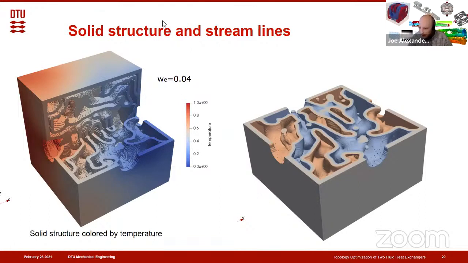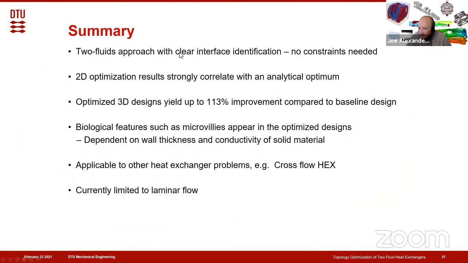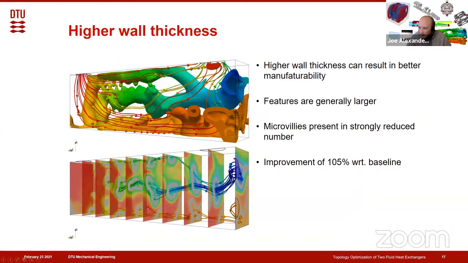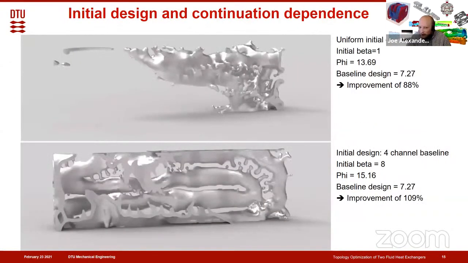Oh, something happened. Yeah, we have a question. So I'll just read it out here. The initial value of the design variable is 0.5. Did you try some other initial values like 0.4 or 0.6? Will those values make the two fluid channels asymmetric?